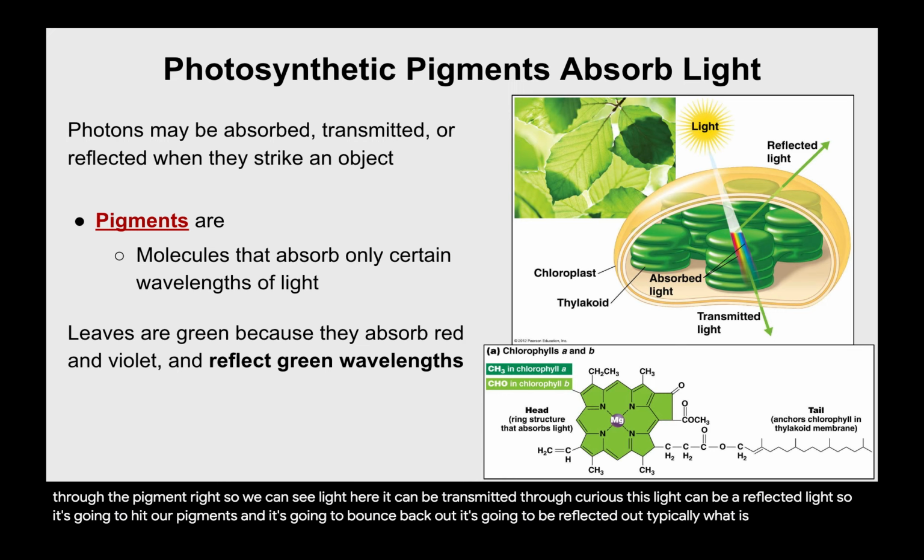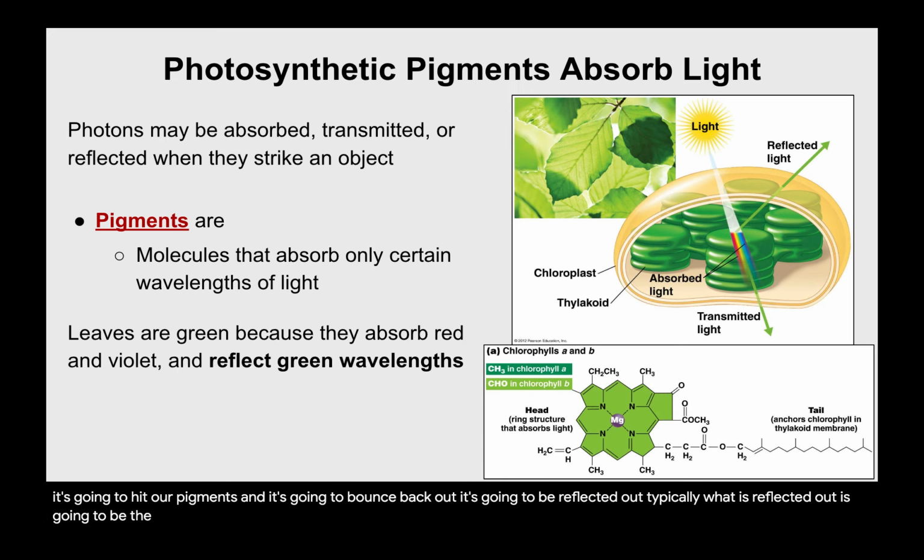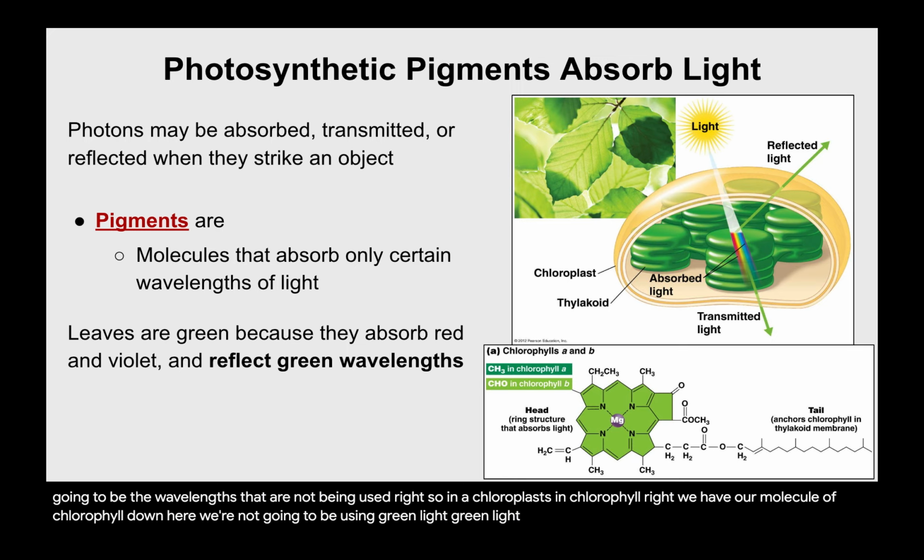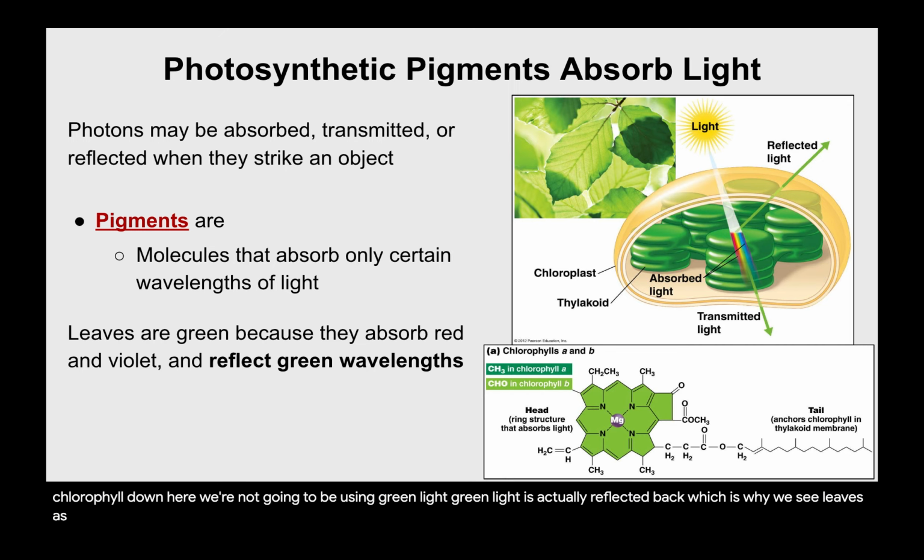Typically, what is reflected out is going to be the wavelengths that are not being used. So in a chloroplast, in chlorophyll, we're not going to be using green light. Green light is actually reflected back, which is why we see leaves as green. It's the light that they are not actually using that is being reflected back towards our eyes.